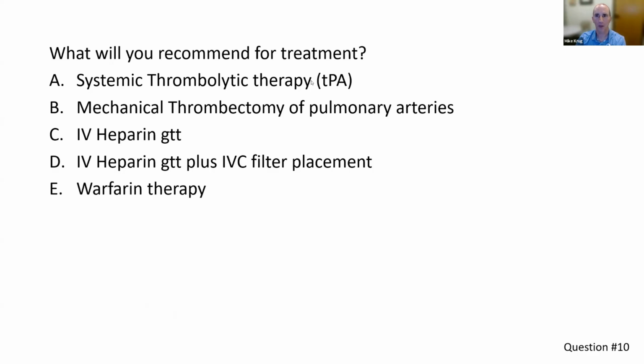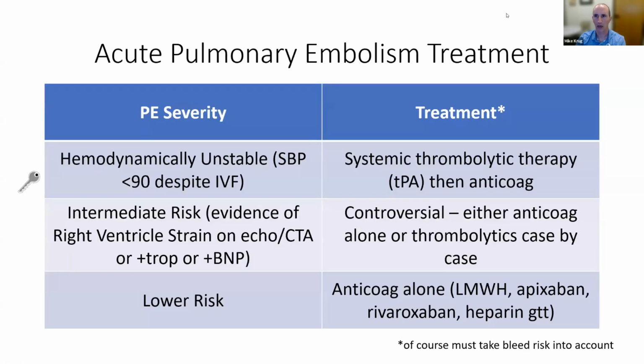It helped me. Okay, the right answer here is C, heparin drip, and we'll talk through why. This is important. They love to test this because it's very clear in the guidelines. Based on how severe your PE is, if they are hemodynamically unstable, defined as systolic blood pressure less than 90 or other signs of advanced shock despite IV fluids, so they get a bolus first, then you do systemic TPA and then anticoagulation after that.